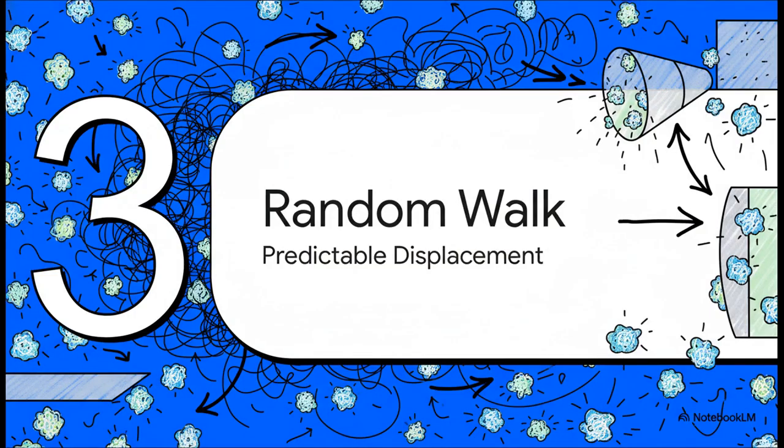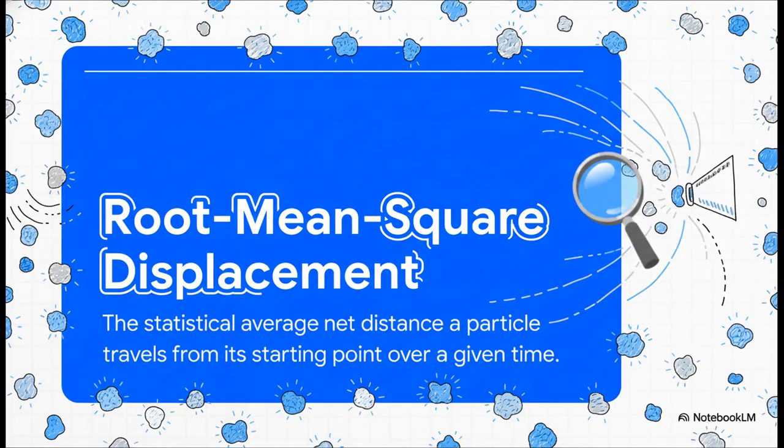Okay, so we've got the wiggles down. And we had this number, D, to describe how wild those wiggles are. But what does that actually mean in the real world? How far does a particle actually travel from where it started? The path of any one particle? Totally random. You can't predict it. But the average net distance a whole bunch of them travel from their starting point, that is something we can predict. We call this statistical trick the root mean squared displacement.